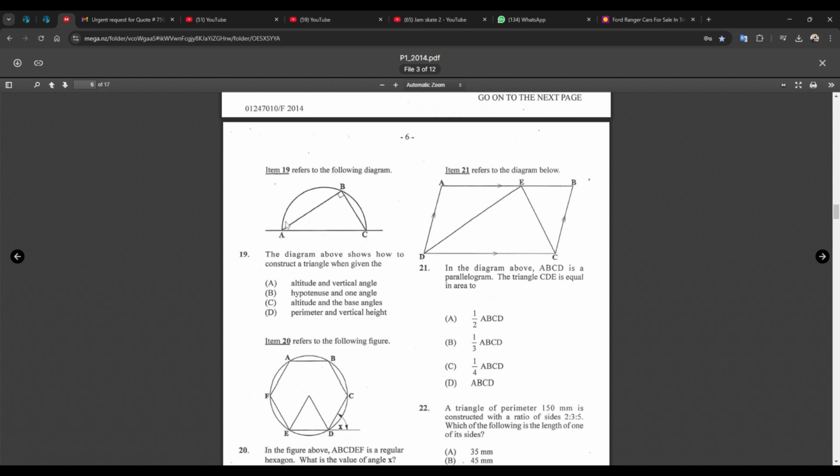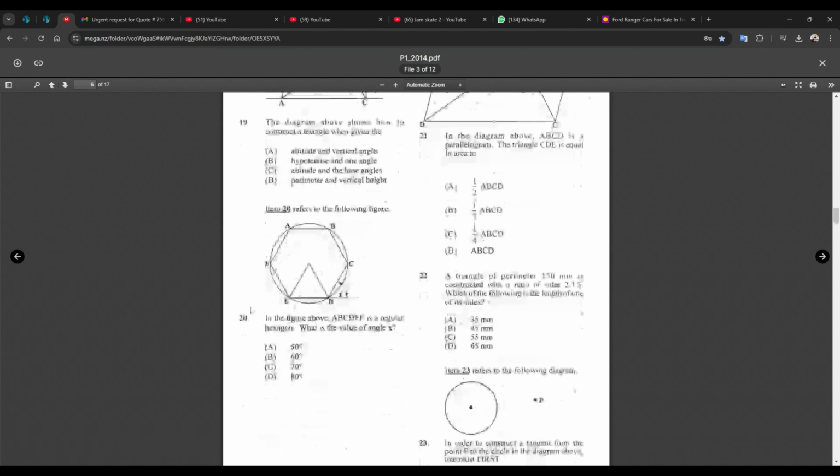Number 19, the diagram above shows how to construct a triangle when given the... right, so we have a right angle triangle here. So what would they have given us? It's triangle ABC. The altitude and vertical angle, the hypotenuse and one angle, the altitude and base angles, the perimeter and vertical height. So the answer is B, the hypotenuse and one angle. In this case, the hypotenuse would be AC. And they gave us the 30-degree angle here, or the 60.